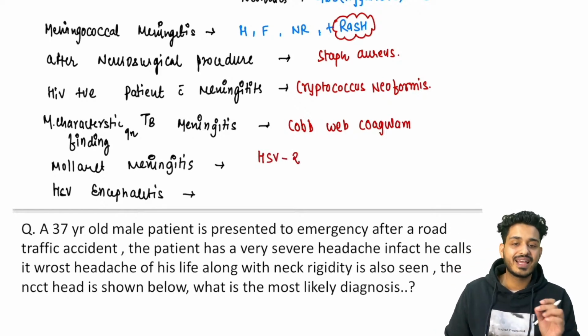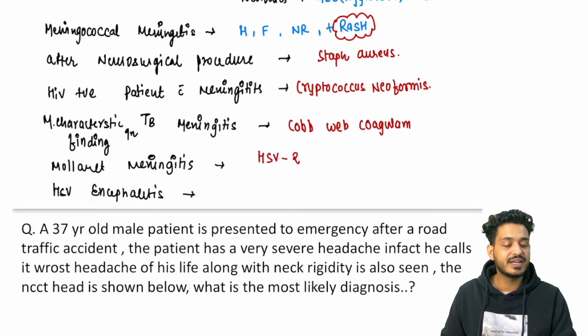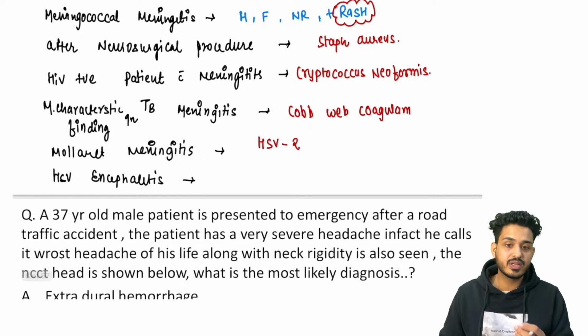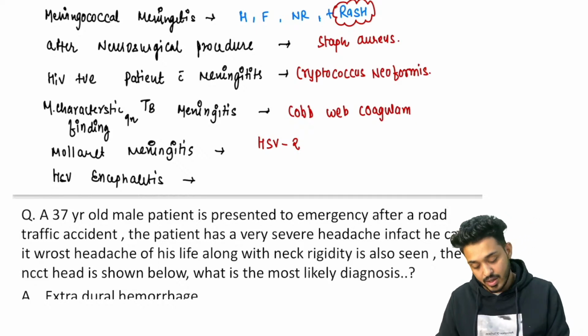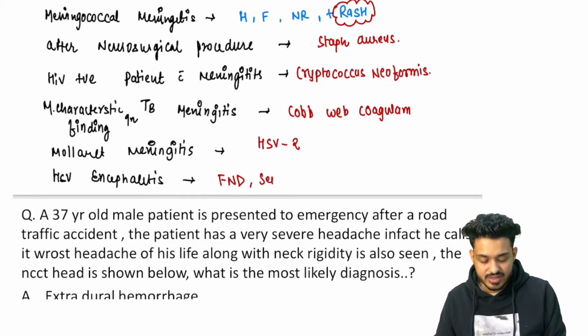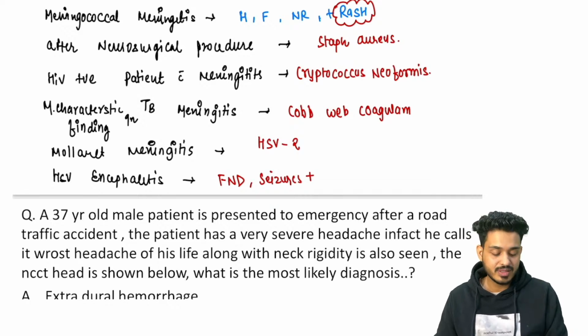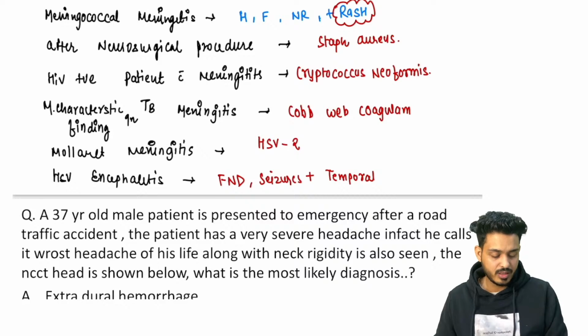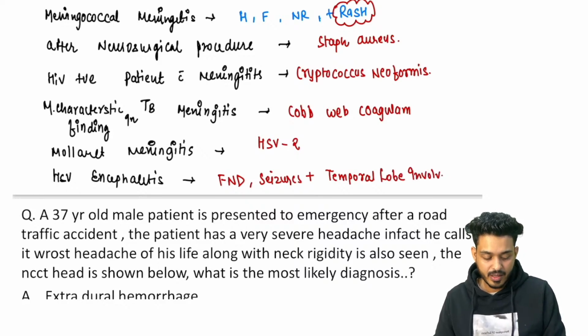And remember, this HSV can cause encephalitis also. And in this particular encephalitis, what is going to happen? You will be having focal neurological deficit. You can have seizures. Patient can have seizures. Plus, this is going to involve the temporal lobe. Guys, this is a very important infection, temporal lobe involvement will be there.